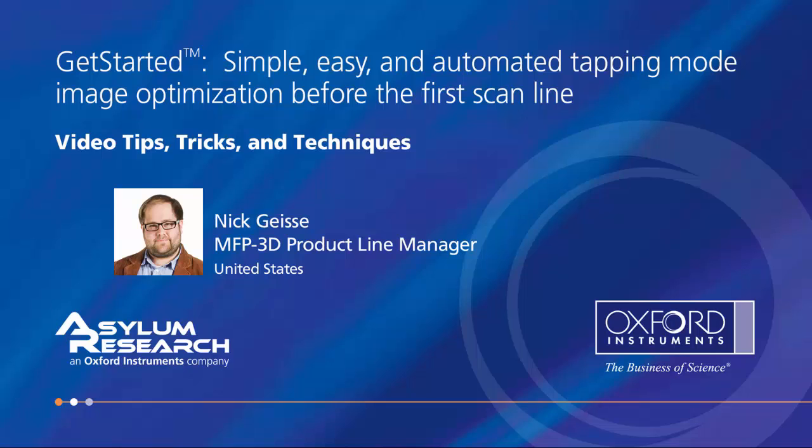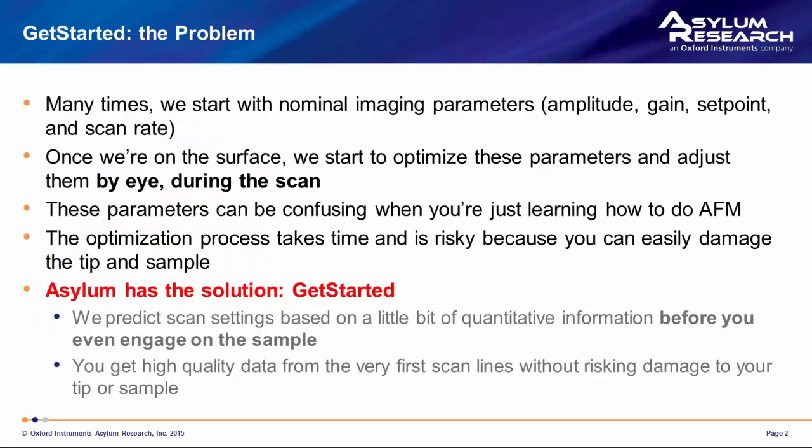Many times when we start scanning a sample, we start with some nominal amplitude, gains, set point, and scan rate. Once we're on the surface and we start to see how well or how poorly we're tracking, we start to adjust these parameters to get our beautiful images. Sometimes, inexperienced users can get confused about all of the parameters that need to be adjusted. This can present a steep learning curve for the new user. Not only that, sometimes the gain can be set too low or too high to begin with. This means that even before you finish your first scan line, you can damage your tip or your sample.